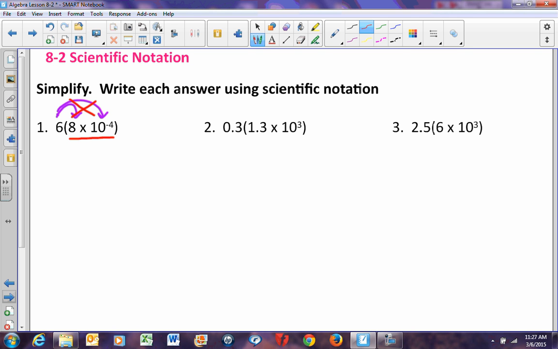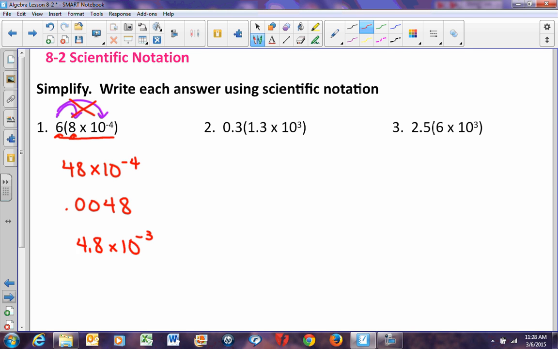Okay, so the easiest way to do this is just think, I've got to multiply this by this. 6 times 8 is 48 times 10 to the negative 4. Now I need to put that in scientific notation, because it's not in scientific notation. To put it in standard form, if I wanted to write this in standard form, I need to move the decimal 4 places to the left, so this would be 0.0048. Now to write that back in scientific notation, it would be 4.8 times 10 to the negative 3rd.